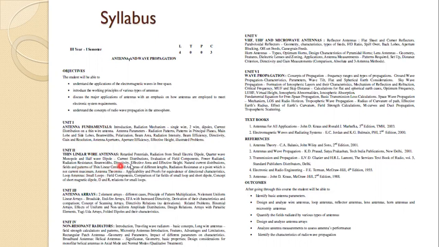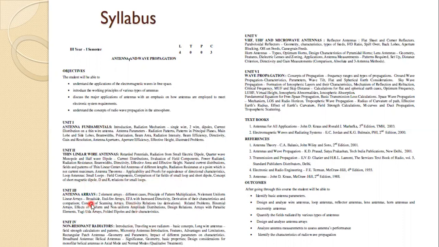Coming to second unit, a brief analysis about wire antennas. In this unit, we discuss about monopole antenna and dipole antenna. The current distributions, we are going to derive their fields and also their directivities. Then we are going to discuss about loop antennas in detail.